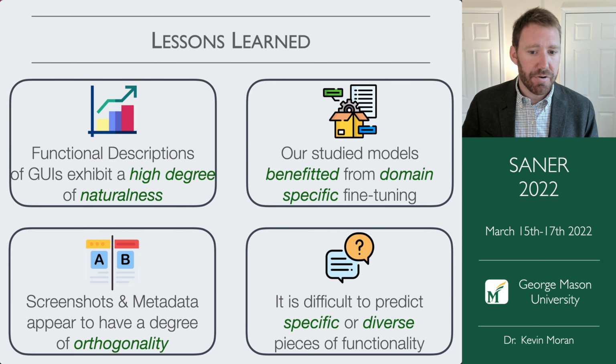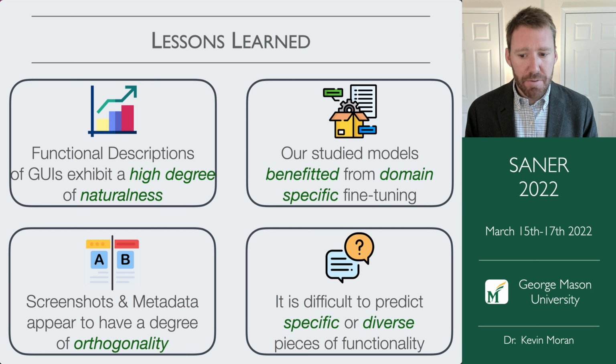Now, we have a few different salient lessons learned here. So first is that functional descriptions of GUIs exhibit a high degree of naturalness. And this means that we can likely model these and predict functionality of software in a meaningful way. Our studied models benefited from domain-specific fine-tuning. That is, the models that were fine-tuned on our domain-specific ReDraw corpora ended up doing better than those that weren't. Something else that we saw in examining some of the different predictions of both the screenshot models and the metadata models is that they appear to have a degree of orthogonality. That is, one is able to predict some information, the other is able to predict other information. So likely we can combine these two information sources together in order to predict even more, higher fidelity captions.